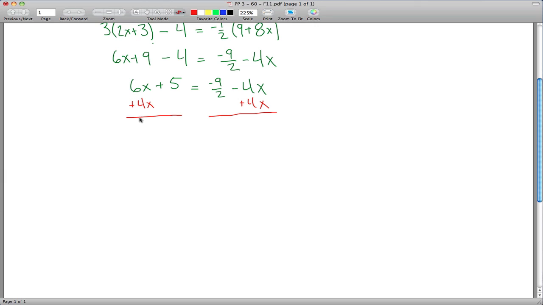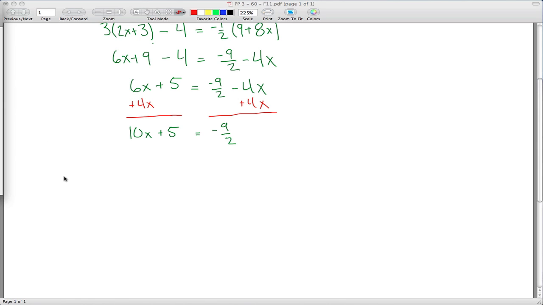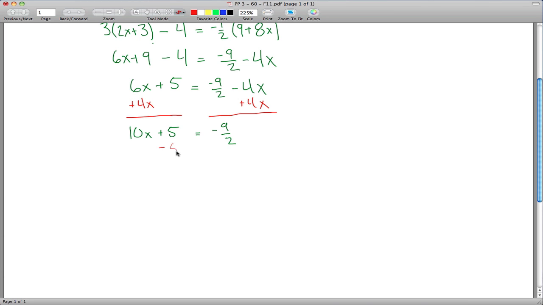And what that gets us is 6x plus 4x is 10x plus 5 is equal to negative 9/2, and then this just cancels out. It's 0x. And then similarly, we can subtract 5 from both sides. And what that gets us is just 10x on this side. But 9/2 minus 5, so you could think of this 5 as 10/2. So negative 9/2 minus 10/2 is negative 19/2.